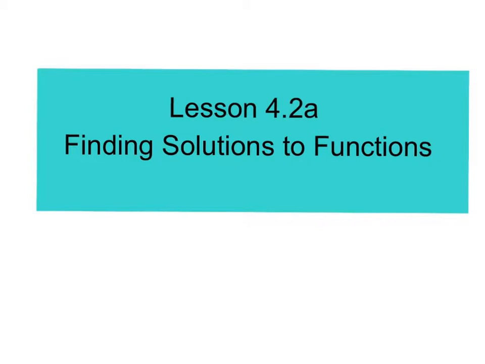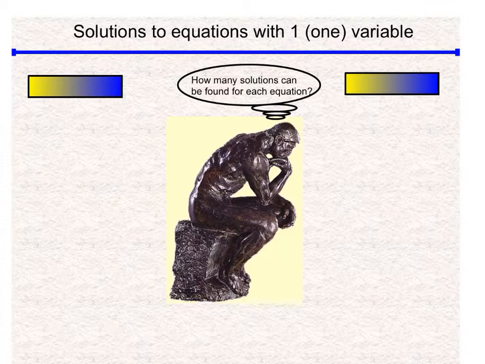In our last lesson, we looked at how to write a function rule from a table that was already filled in. In this lesson, we're going to figure out how to come up with the solutions when we've been given a function rule. When we have equations that have one variable, let's think about how many solutions we can find to those kinds of equations. For example, if I gave you the equation x plus 2 equals 6, what can x be?